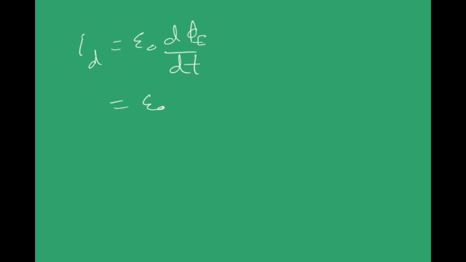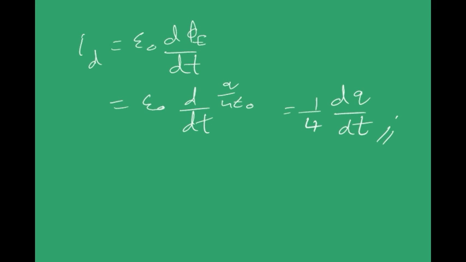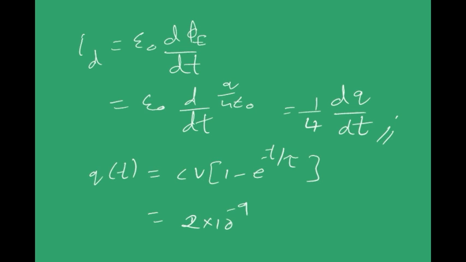So epsilon naught, what is d phi e by dt? Let me write it clearly. Phi e is nothing but Q by 4 epsilon naught. Since the denominator is just constant, I'll get something like this, dq by dt. My charge is varying with time, right? How is it varying? At particular instant t, my charge is given by CV into 1 minus e power minus t by tau. CV is nothing but 2 into 10 power minus 9. This is the C and this is V. And I have 1 minus e power minus t by tau, where tau is 10 power minus 3.